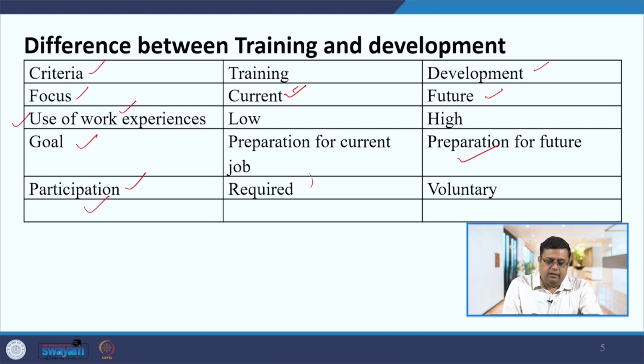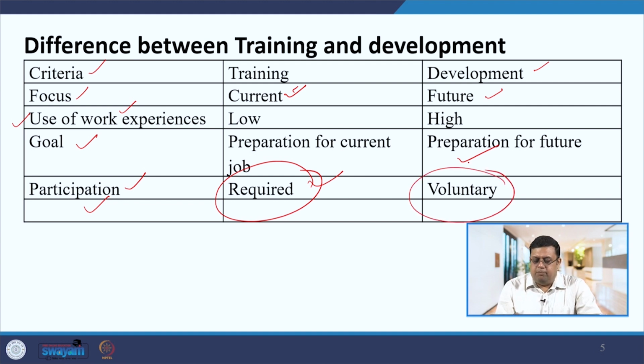Participation: in most training programs you will see it is mandatory. Immediately after the training program, participants have to work on a particular project or execute a particular task. So that is why it is required. In the case of development, it could be voluntary. People may participate or may not participate because it is future oriented.